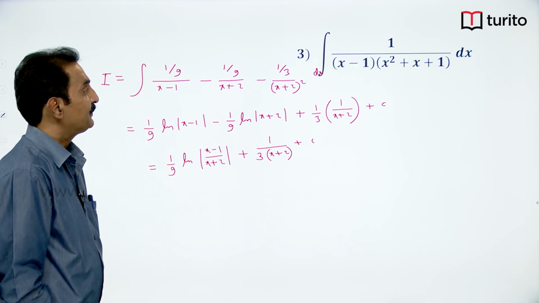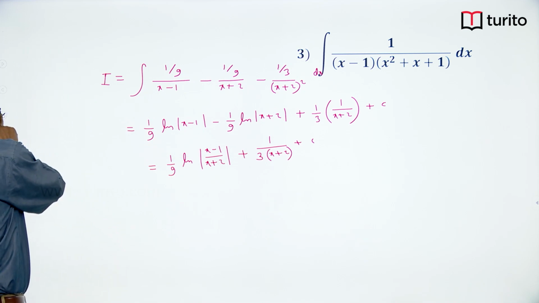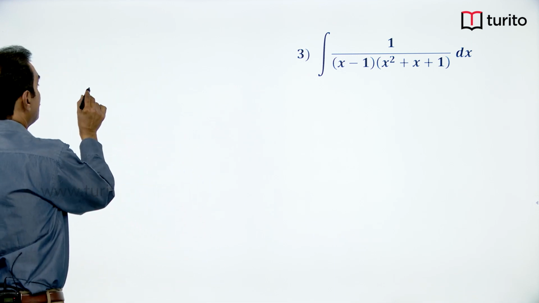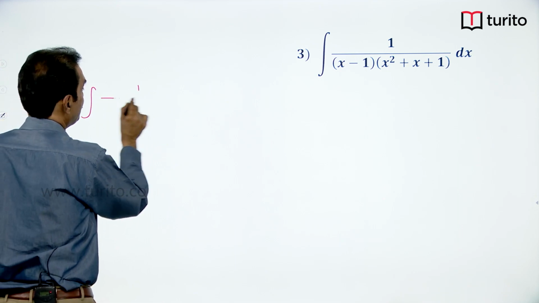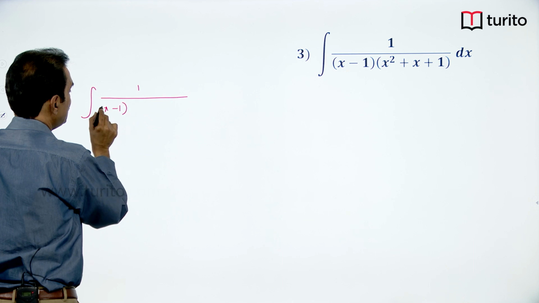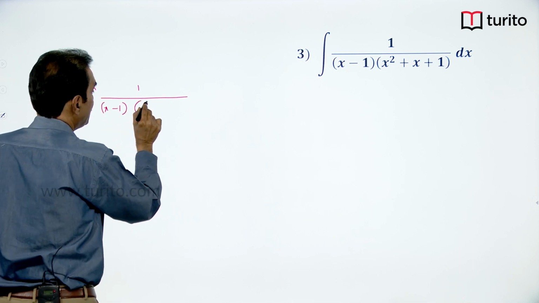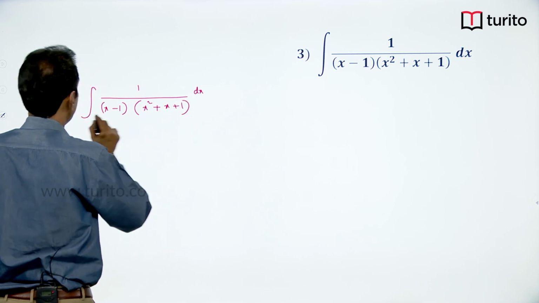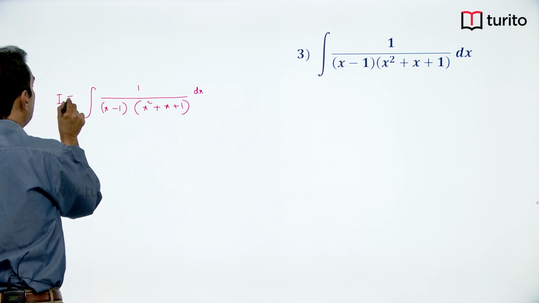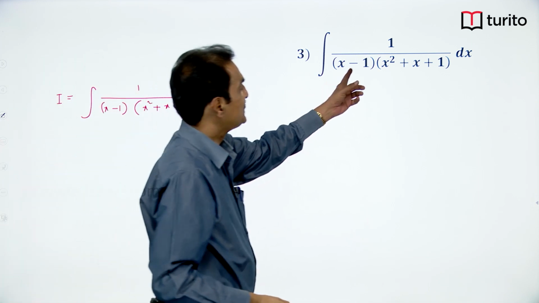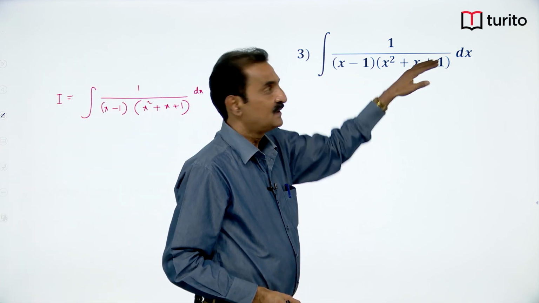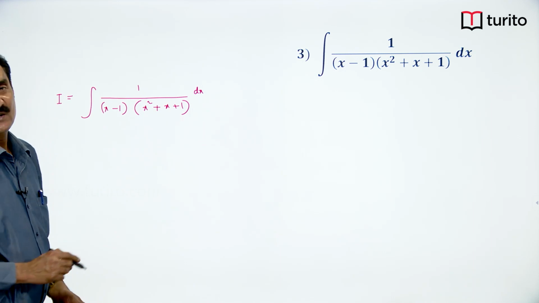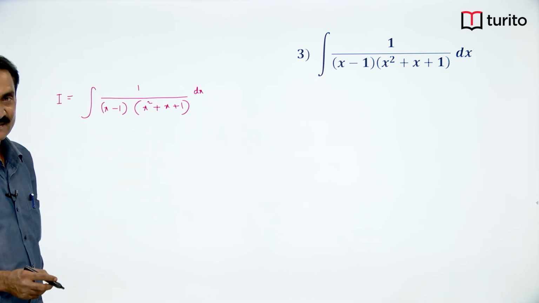Now, another question. Integral 1 upon x minus 1 into x square plus x plus 1 dx. You know that this product is nothing but x cube minus 1. So, the denominator can be given as x cube minus 1. Then we factorize x cube minus 1 as x minus 1 into x square plus x plus 1.